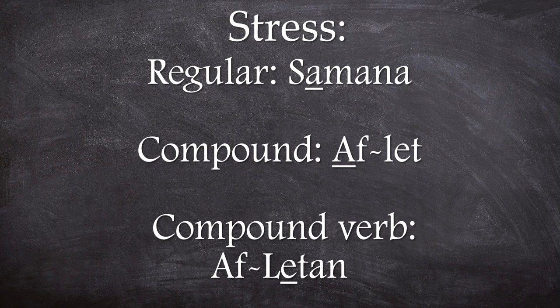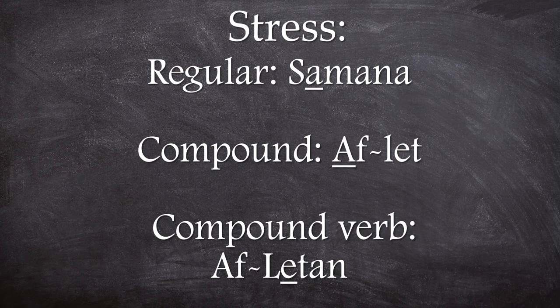As you can see in these examples, we have three categories for words in Gothic relative to stress. For regular words, we have the stress on the first syllable, and for compound words, we have the stress on the first syllable again. And for compound verbs, it will usually be on the second syllable. There are some exceptions though, and we'll look at them in this video.